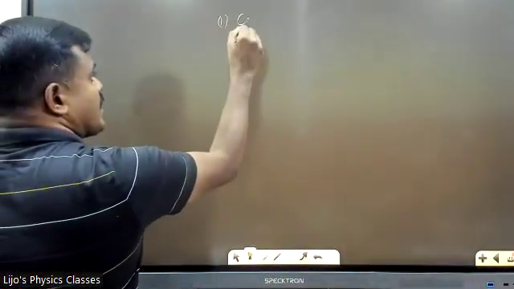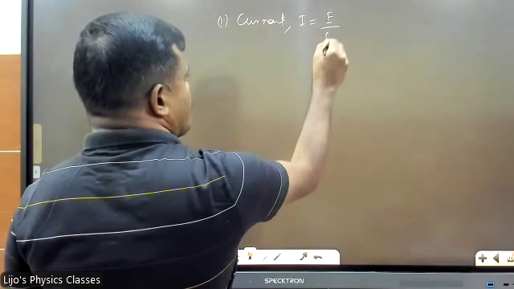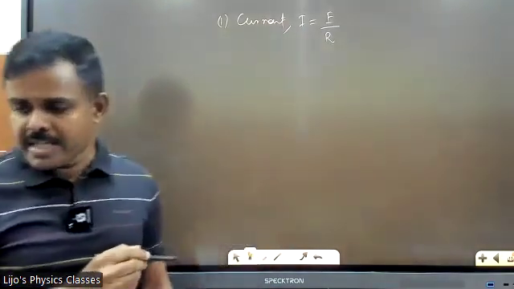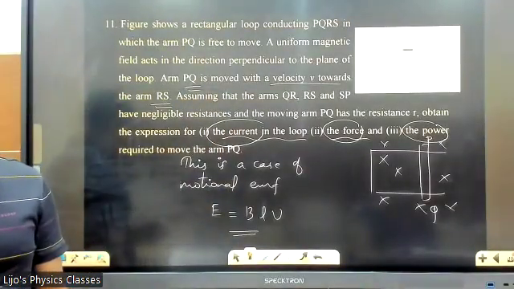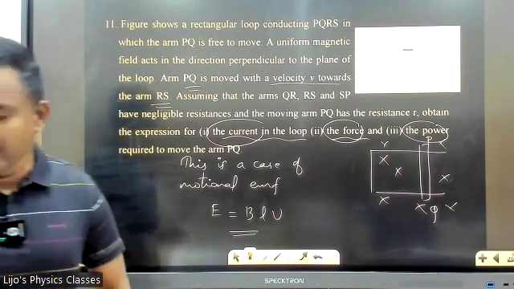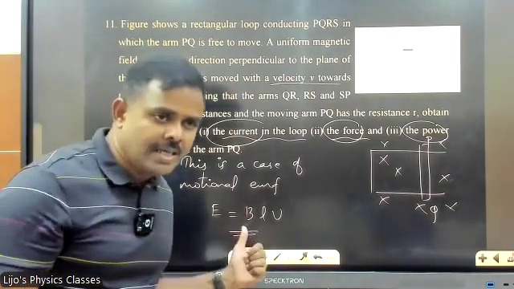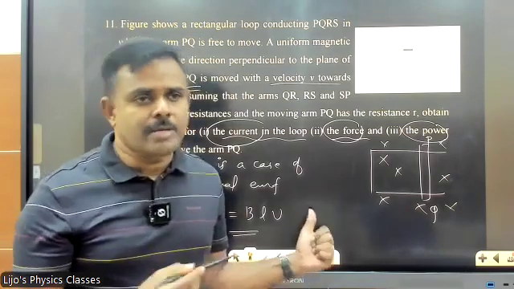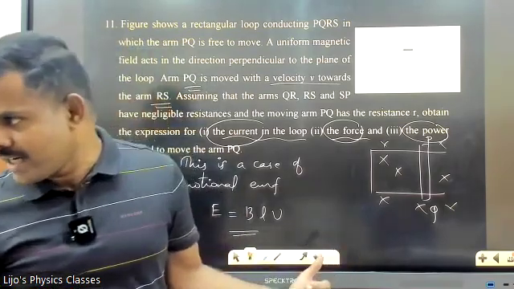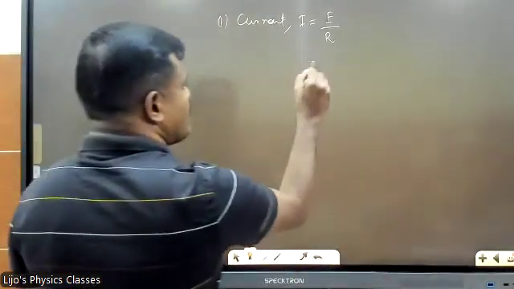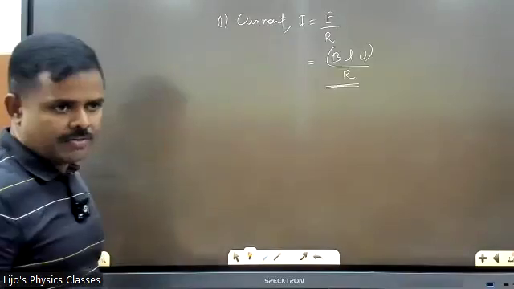Number 1, current. Write current. How to find current? Current is given by Ohm's law. Current is equal to E divided by R. Correct? So this is a case of motional EMF. E is given by BLV. Clear? Motional EMF is BLV. Moving conductor will create a magnetic field, right? B is the magnetic field strength. L is the length of the conductor. V is the velocity. Correct? So you can write one by one. Current is given by E by R. What is E? E is BLV. So current is BLV by R. First part is done.